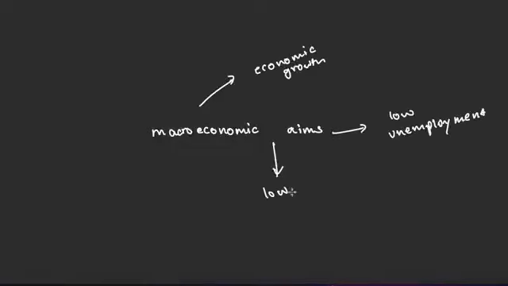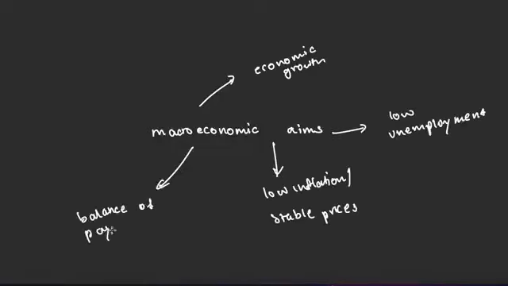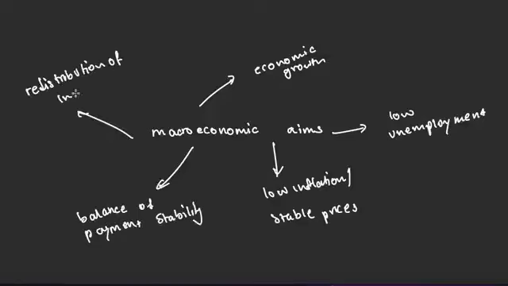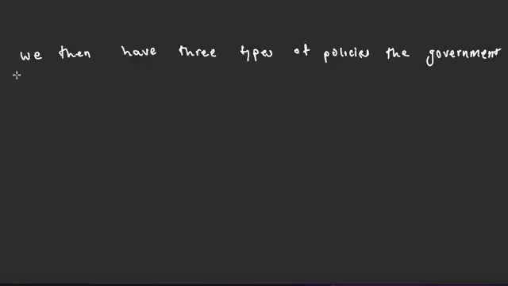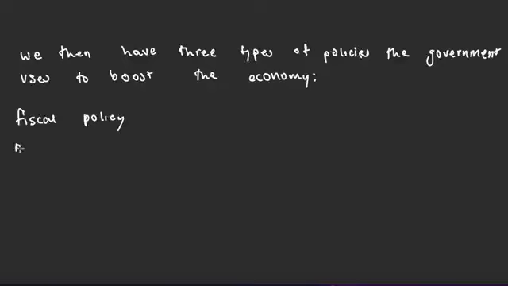Let's start off with the macroeconomic aims of the government, which are economic growth, low unemployment, low inflation and stable prices, balance of payment stability, and redistribution of income. We then have three types of policies that the government uses to boost the economy, which are fiscal policy, monetary policy, and supply side policy.